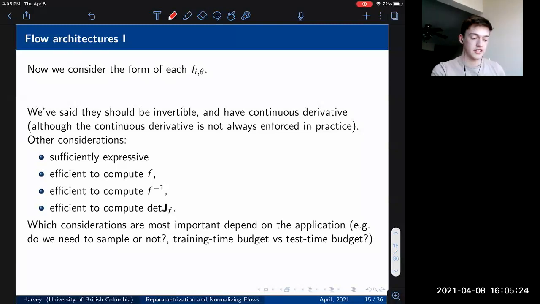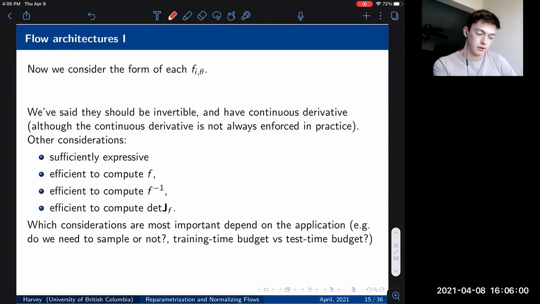So then the other consideration is how expressive the function is. If we want to learn some complex distribution, we're going to need to use either a lot of functions or some very expressive functions in each layer. And then how efficient is it to compute various things, like to run the function, or to run the inverse of the function, or to compute the determinant of the Jacobian. Which of these we want to be efficient depends a lot on the application that we want to use this normalizing flow for. Like, do we need to sample or not?